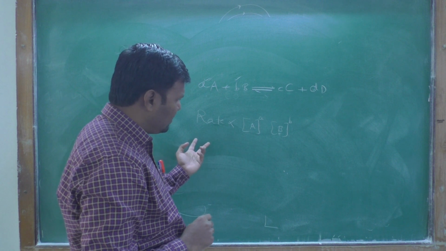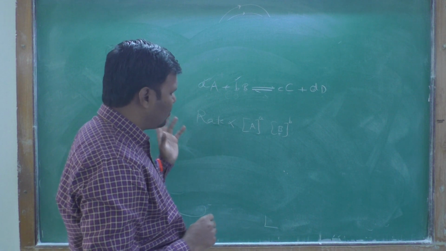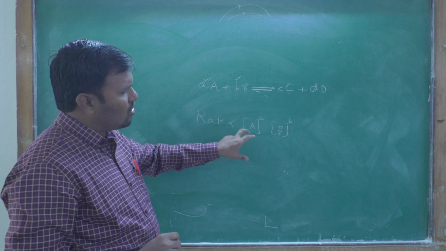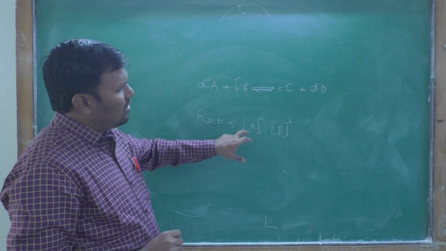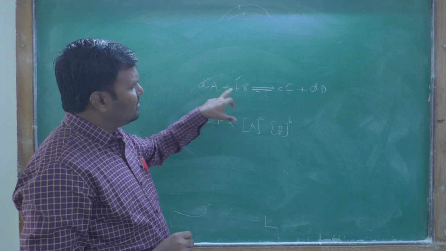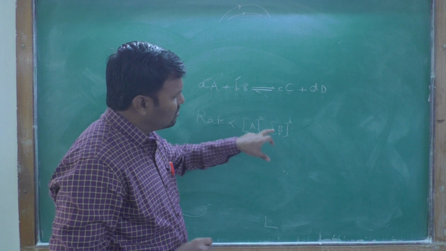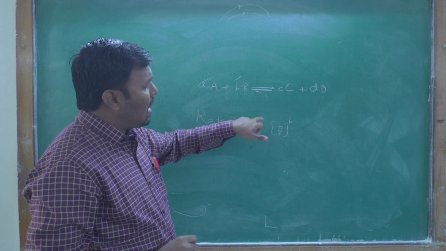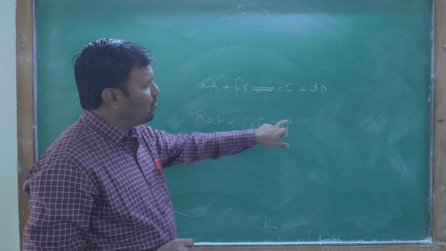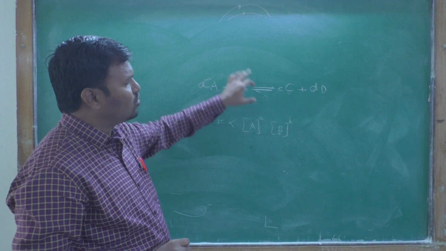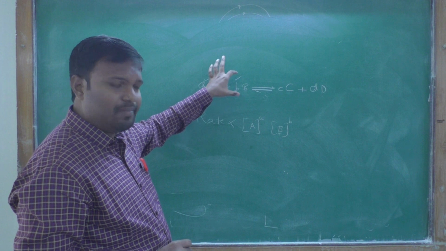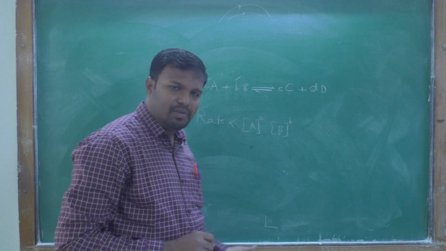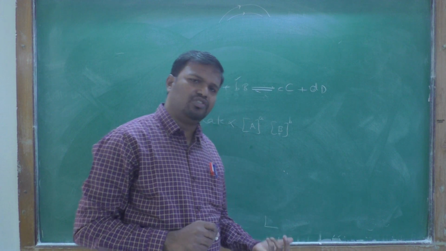Therefore, according to the law of mass action, the rate is a product of the concentrations of the reactants raised to appropriate powers. In a balanced reaction, those powers a and b are nothing but the number of moles of the reactants, the stoichiometric quantities.